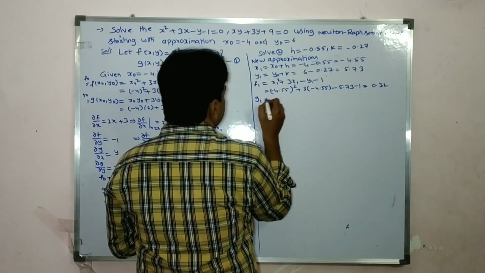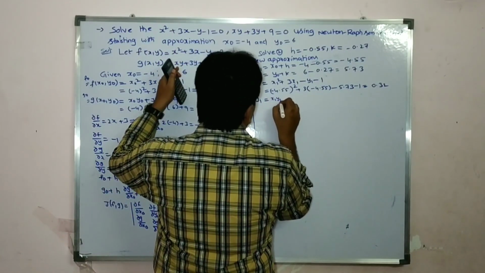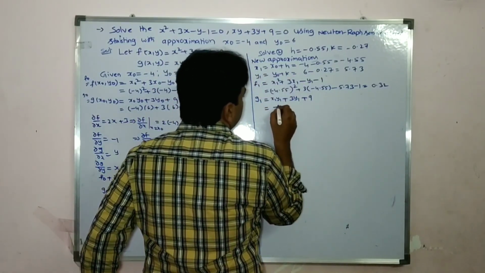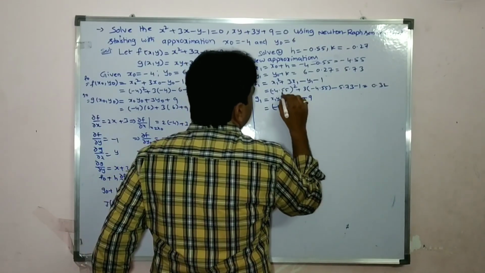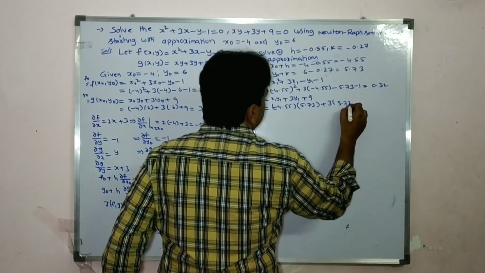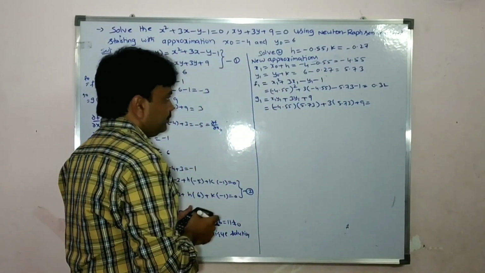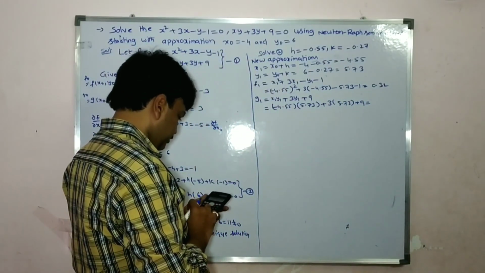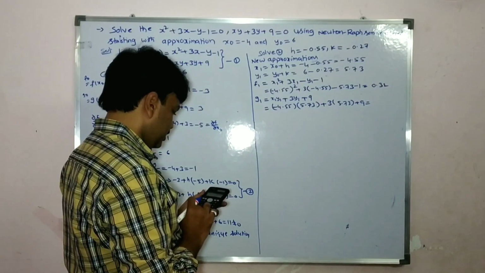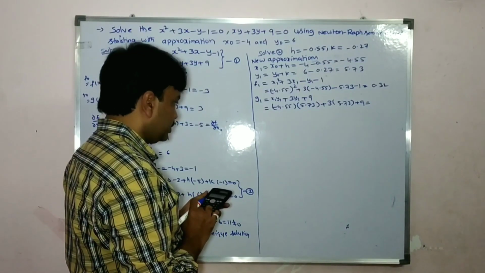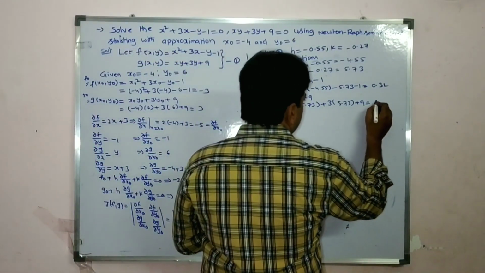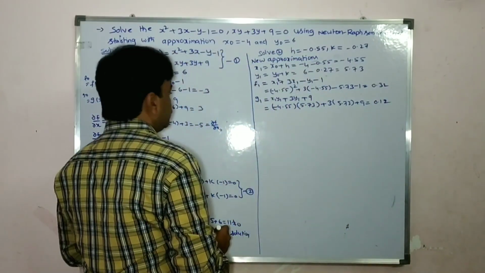Now similarly g1, students. G1 means x1 y1 plus 3y1 plus 9. What is x1, students? Minus 4.55, y1 is 5.73. So minus 4.55 into 5.73 plus 3 into 5.73 plus 9, that is equal to 0.12, students.